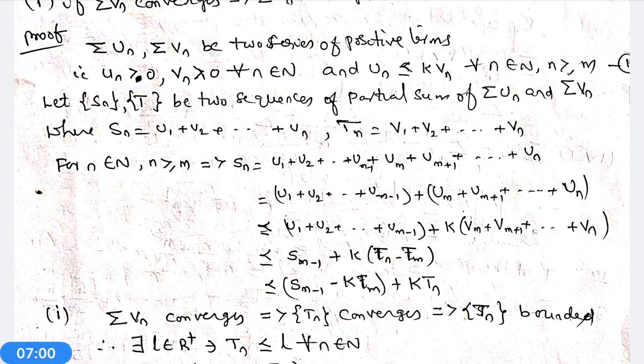That means the sequence Sn is bounded above, and the sequence Sn is an increasing sequence. Therefore, the sequence Sn is monotonically increasing and bounded above. So it converges. Therefore, sigma un converges. This is the first result.